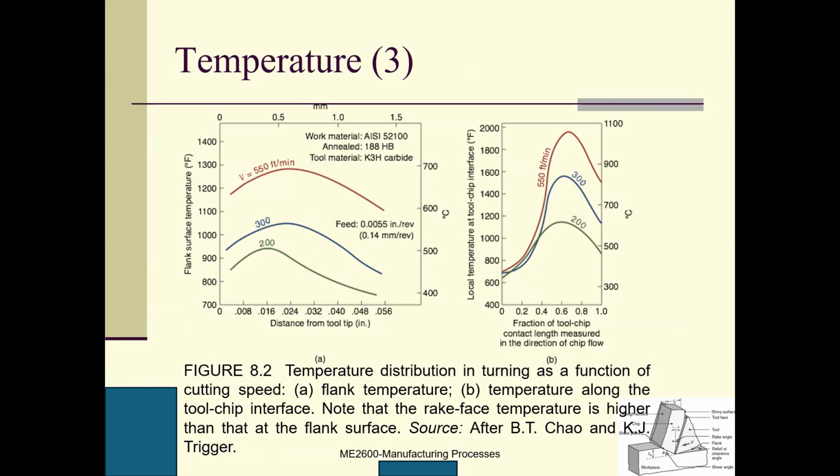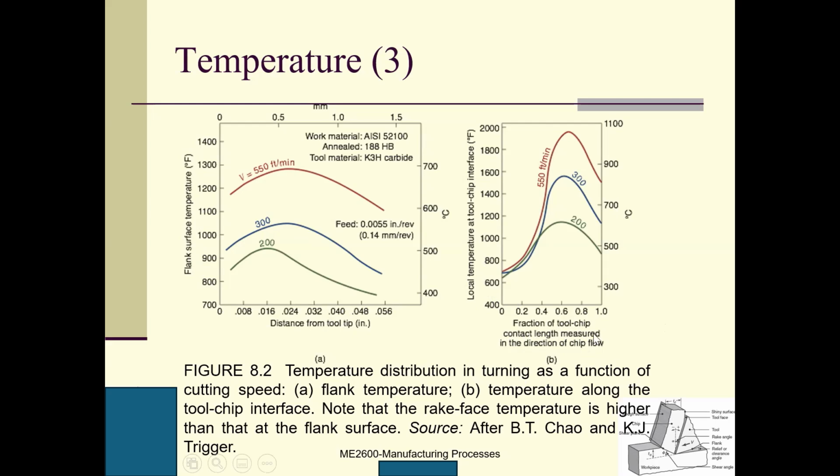Suppose my tool is not one that big. So along this line, this is the distance from the tool tip. But here is the Planck surface. This one is the local temperature at a chip interface, and the chip interface is this area. Here also, the fraction of the two chip contact lengths measured in the direction of the chip flow.